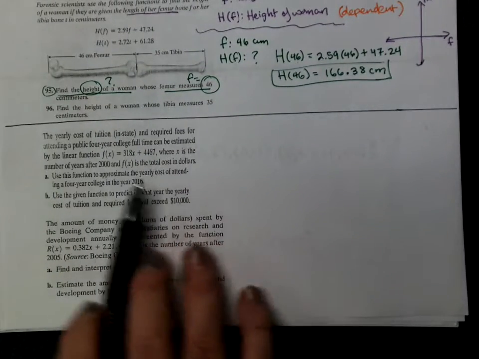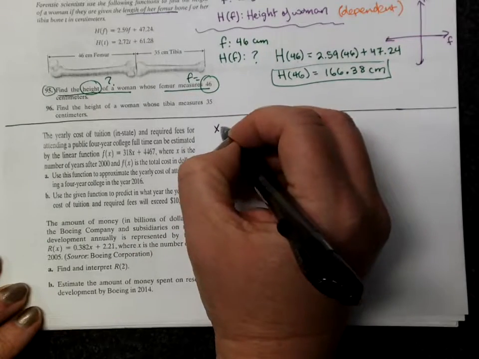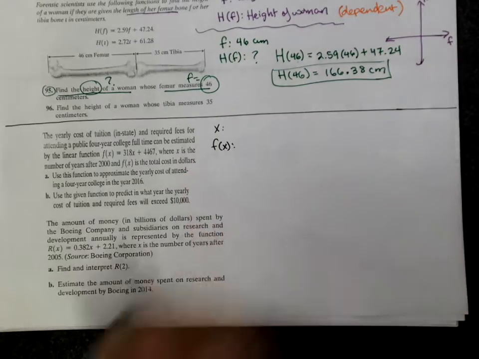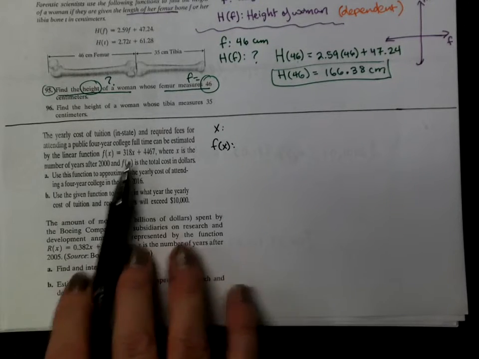Okay? So you need to know, here's the function that tells you how much it's going to cost. Now this function is named as f of x, so we know that we're going to have our x value and our function value, or our y value. So first we want to know what two variables are we working with? What does our x stand for in this function?